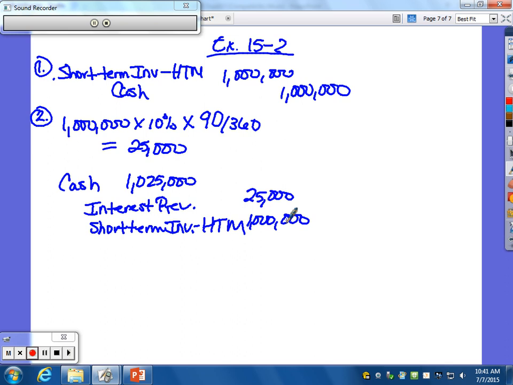Exercise 15-3. Prepare journal entries to record the following transactions involving short-term security investments of Crum Company, all of which occurred during 2013. First one, on August 1st, paid $450,000 cash to purchase House 9% debt securities, $450,000 principal, dated July 30th, 2013, and maturing January 30th, 2014, categorized as available for sale security. So the first thing we need to record is what we just purchased. Are we dealing with an equity security or a debt security? Debt security.